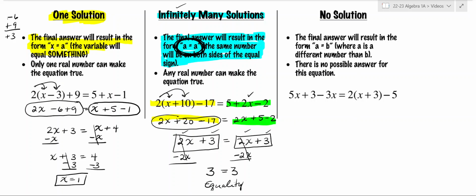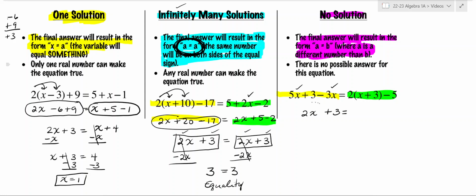So how do you know when you have no solution? No solution is going to be when, once your variables cancel, you're left with a equals b, which means something that is not true. Okay, so let's take a look at this. This is the left and this is the right. All right, let's clean them up. All right, so in this one and this one, those are like terms. So what's 5x minus 3x? That's 2x.